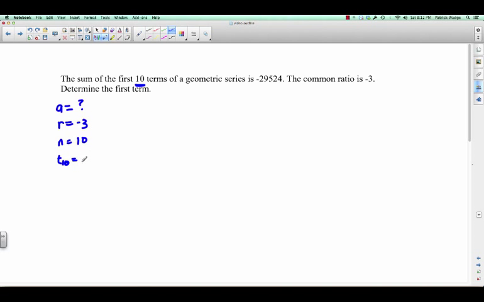Do you know the 10th term? No, you don't. Do you know the sum of the first 10 terms? Yes, the sum of the first 10 terms is negative 29,524. Okay, again, you don't know what the 10th term is. You don't know Tn, so you're going to have to use the same formula we used last time. S10 equals a times 1 minus r to the n, all over 1 minus r.